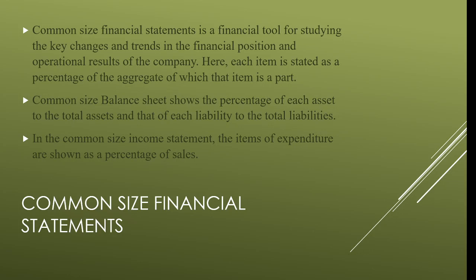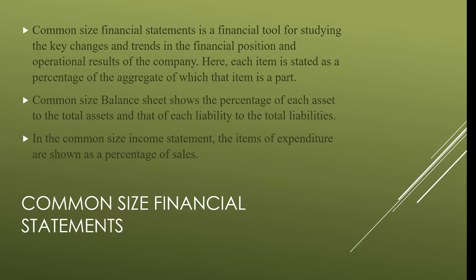In case of a common size balance sheet, the fixed assets or current assets are shown as a percentage to the total assets of the concern. And in the same way, each liability is shown as a percentage of the total liabilities. In case of a common size income statement, the items of expenditure are shown as a percentage of the sales. So we take sales as 100 and all other items are expressed in proportion to sales.